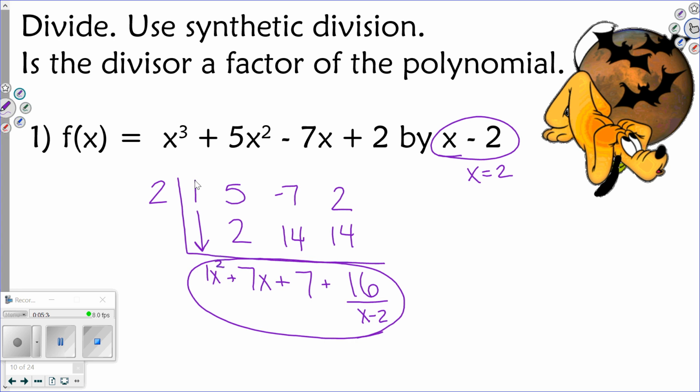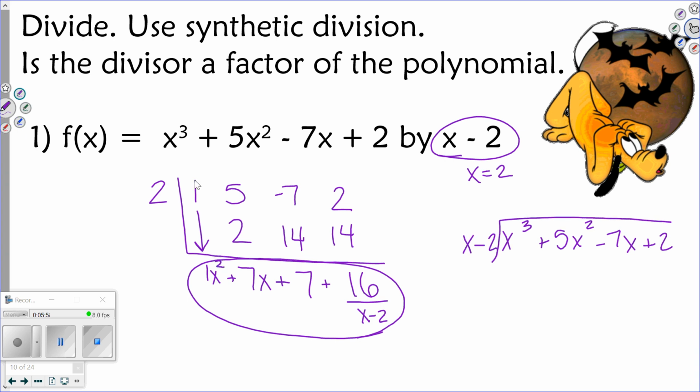It doesn't work on everything. Now, that being said, let's look at it from long division again, because that's what we did on Friday. I want you to see the difference, okay? You can write it down or not write it down. It's up to you guys. But I want to show you so you can see the difference. So x cubed plus 5x squared divided by x minus 2.